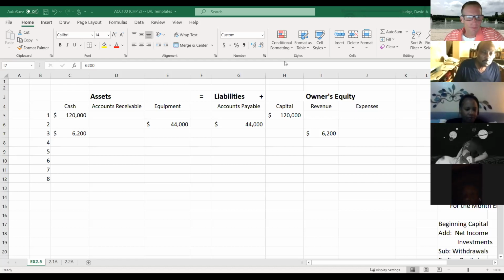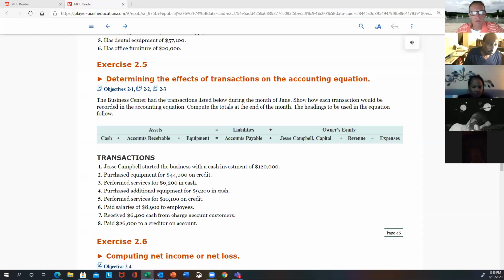All right, where am I at? Is that number 4? Number 3, we said revenue and cash, right? So increase revenue, increase cash.